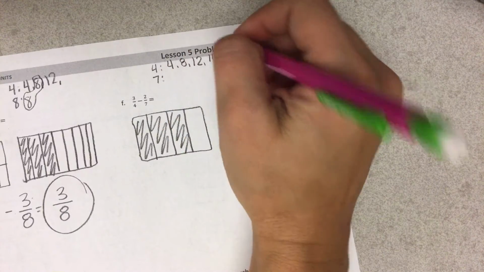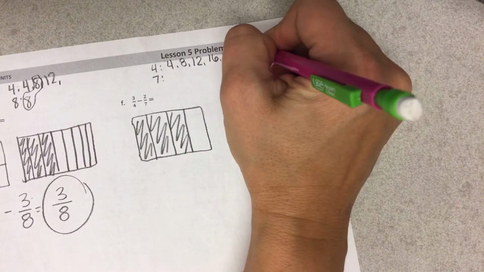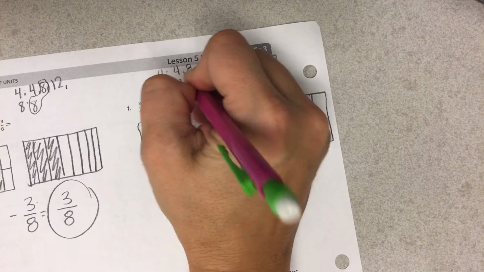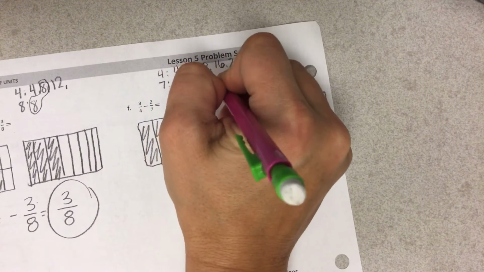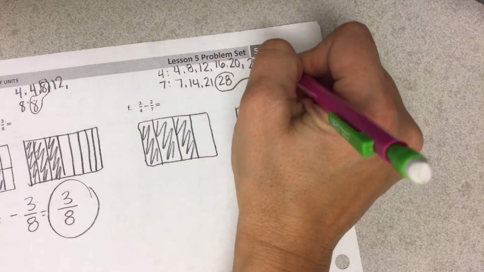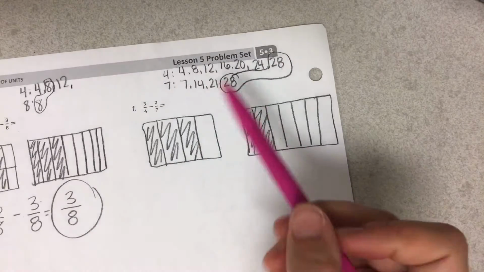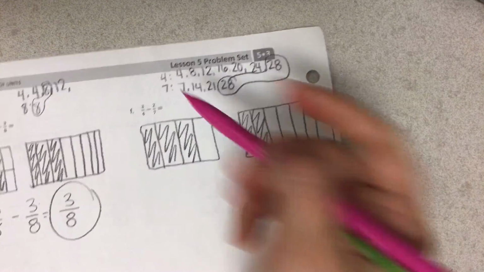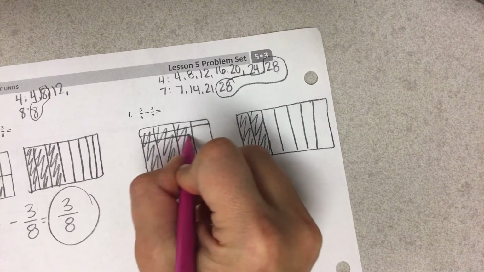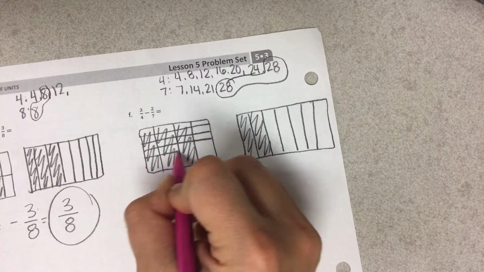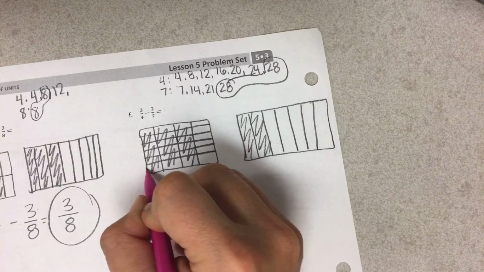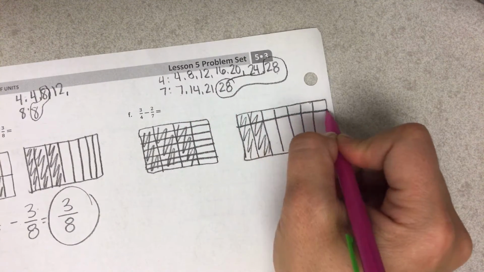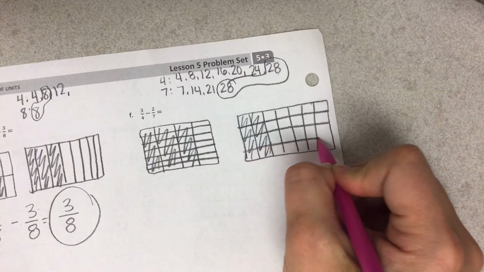So far I know that I have not found anything that 7 would go into until now. So if I were to count this, I've got 7, 14, 21, and here's that 28. So I know that this is going to be my least common multiple. So when I have 4, I would have to make 1, 2, 3, 4, 5, 6, and 7 parts. And then for the 7, I would need to make those 4 parts. 1, 2, 3, and 4.